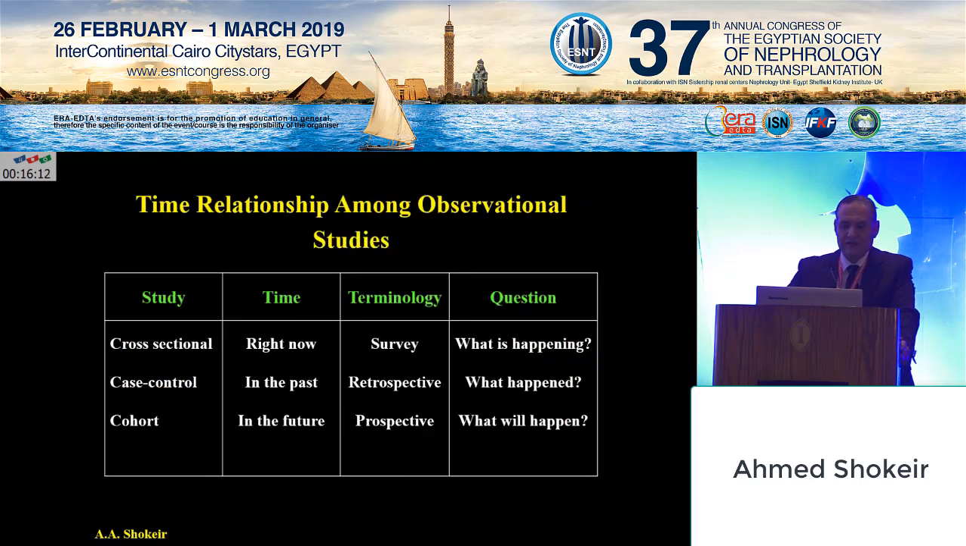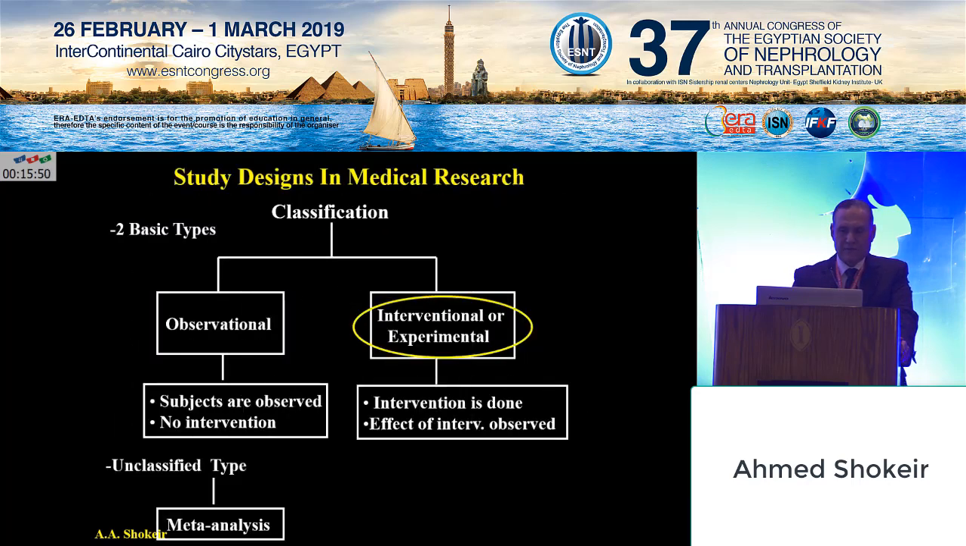Again, cross-sectional study represents a time which is right now. It is called a survey study and answers the question, what is happening right now? Case control study represents a time in the past. It is called a retrospective study and answers the question, what happened? Cohort study represents a time in the future. It is called a prospective study and answers the question, what will happen?